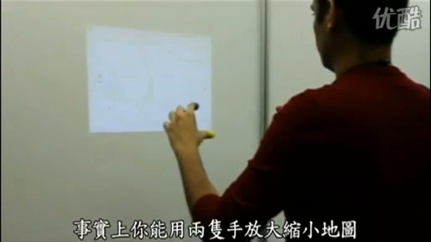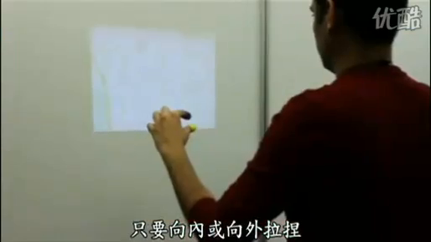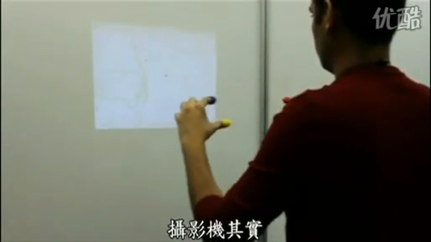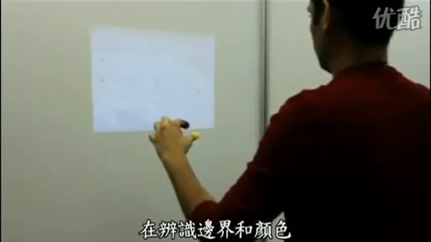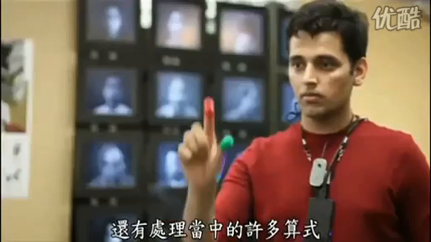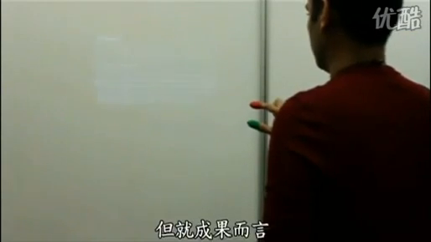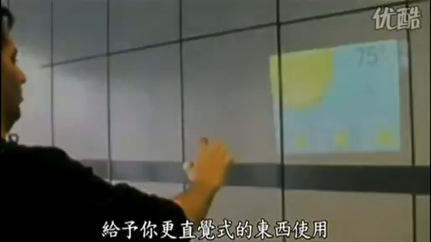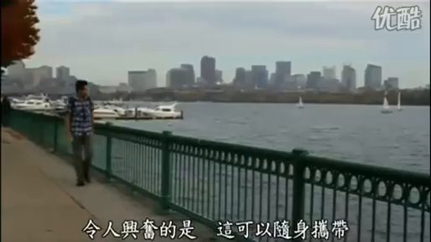So you can use both of your hands to zoom into or zoom out of a map just by a pinching operation. The camera is getting all the images, doing the edge recognition and also the color recognition, and many small algorithms are running inside. So technically it's a little bit complex, but it gives you an output which is more intuitive to use in some sense.